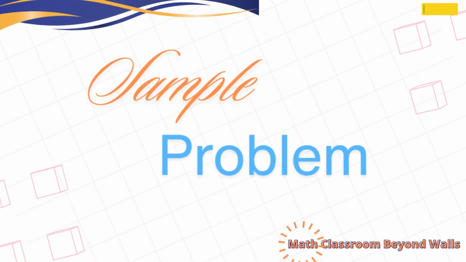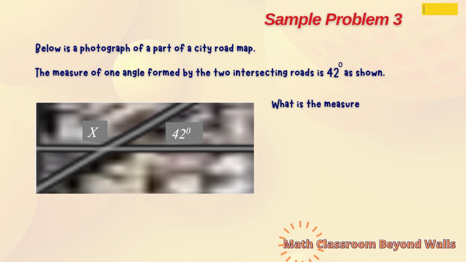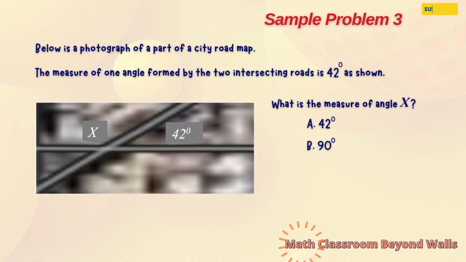Let us now go to the next sample problem. Here is the problem. Below is a photograph of a part of a city road map. The measure of one angle formed by the two intersecting roads is 42 degrees as shown. What is the measure of angle X? Option A, 42 degrees. Option B, 90 degrees. Option C, 138 degrees. Option D, 180 degrees.